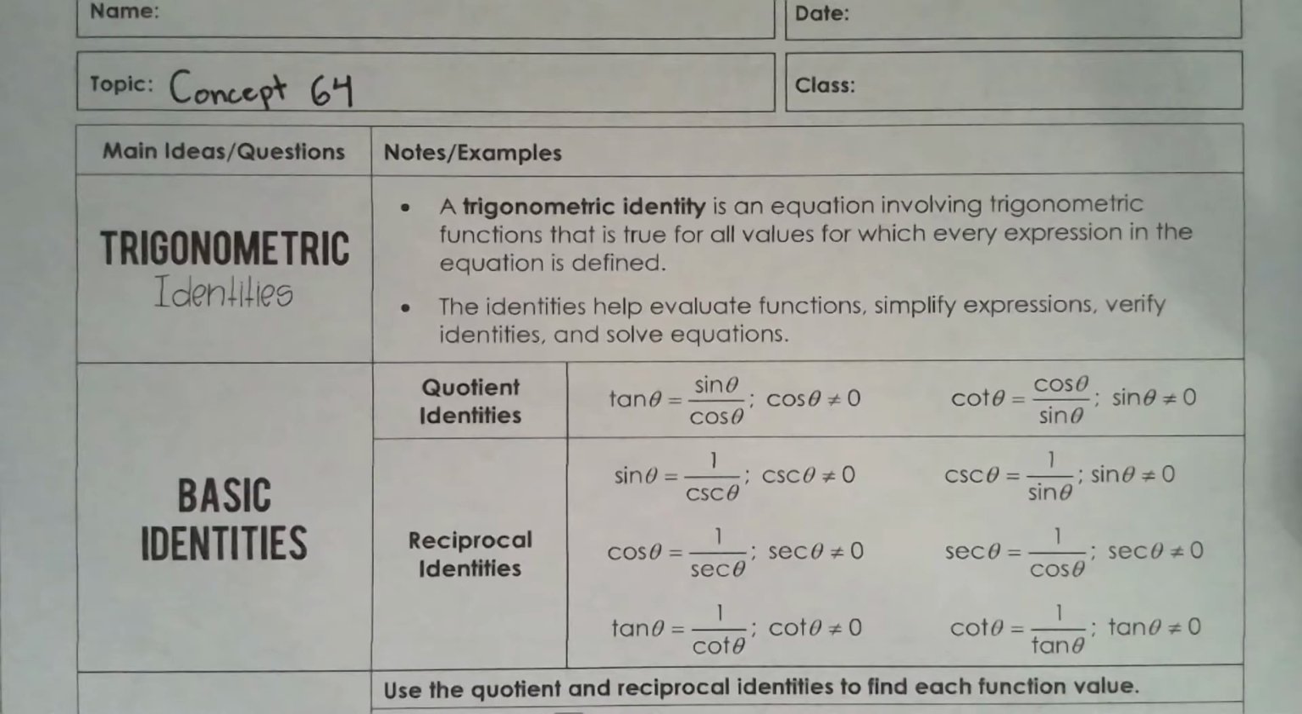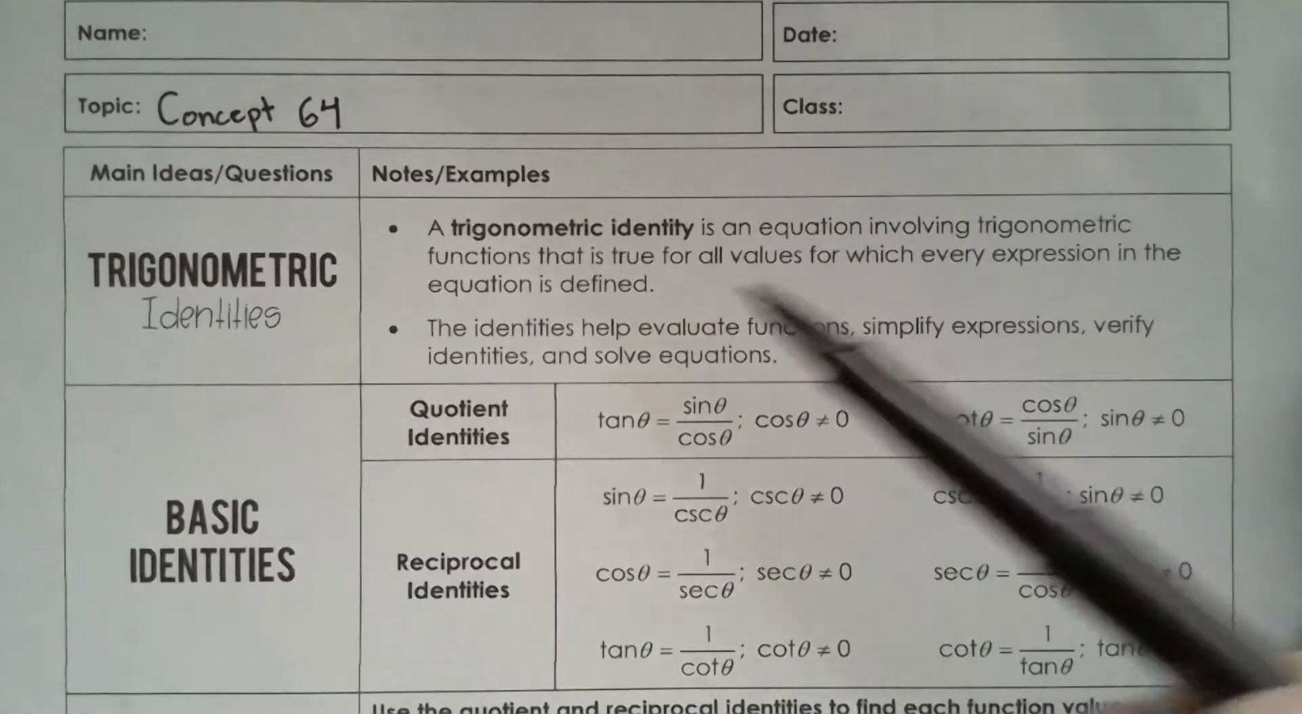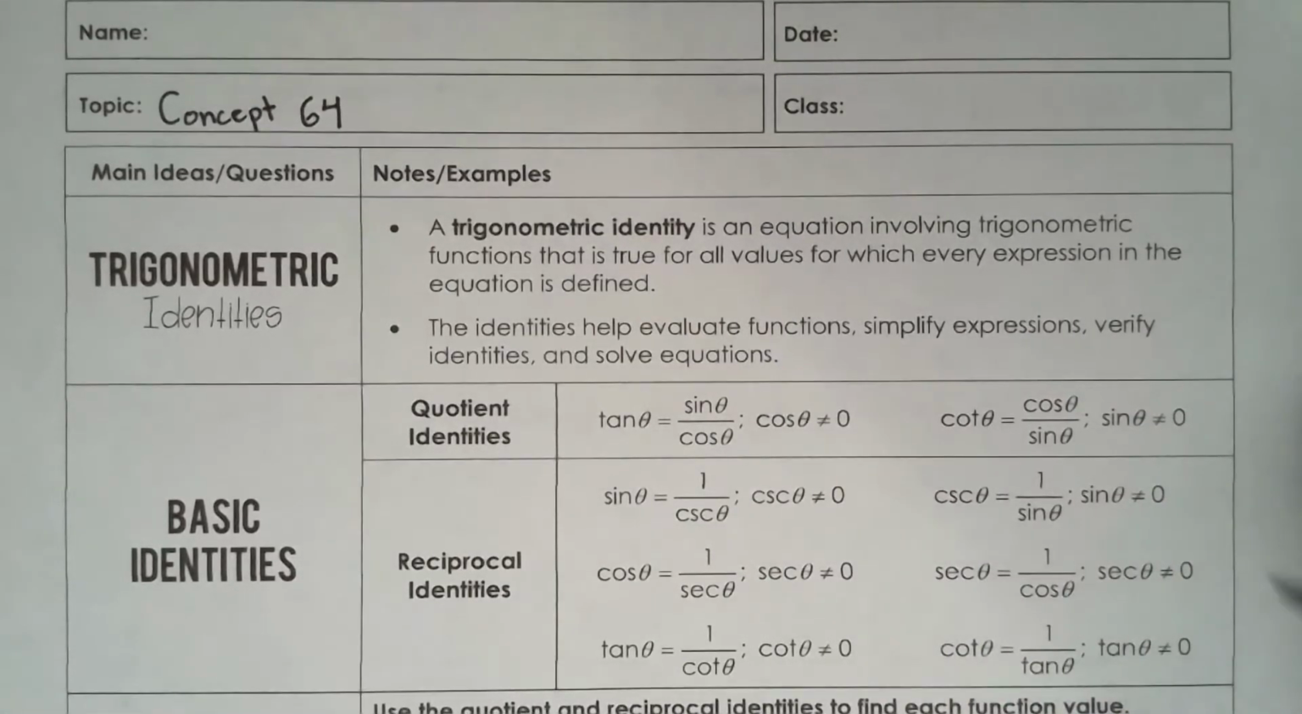So this is concept 64, basic trig identities. A trig identity is an equation involving trig functions that is true for all values for which every expression in the equation is defined. The identities help evaluate functions, simplify expressions, verify identities, and solve equations.